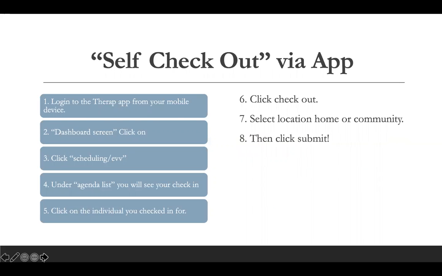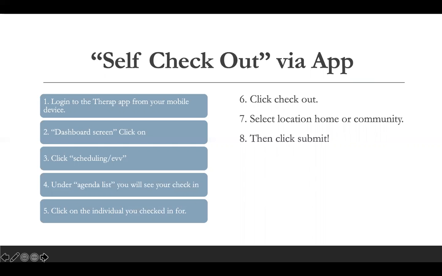You log in the Therap app from your mobile device. On the dashboard screen, click on scheduling EVV again. And then under agenda list, you're going to see where you previously checked in, where you started your shift. You click on the individual that you checked in for, and then just click checkout, select location, home, or community again, and then click submit.